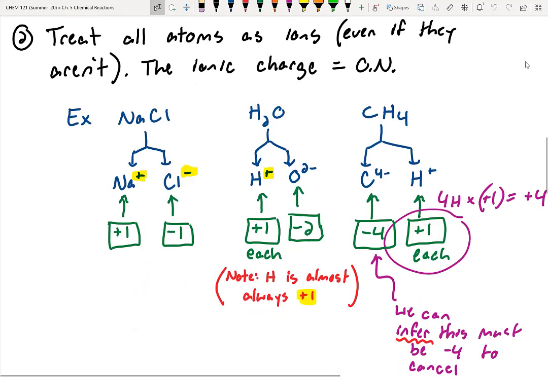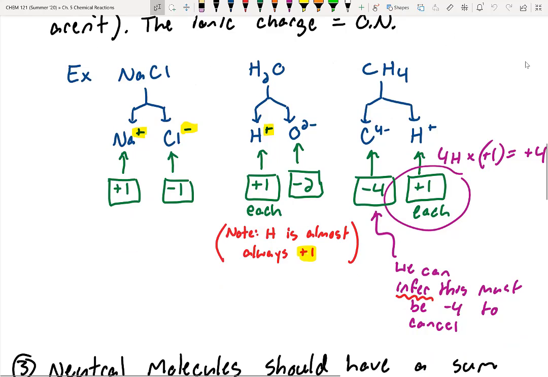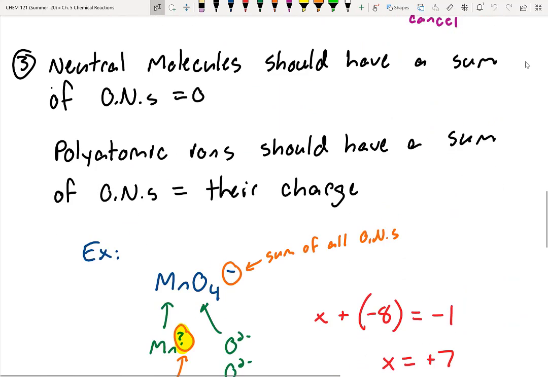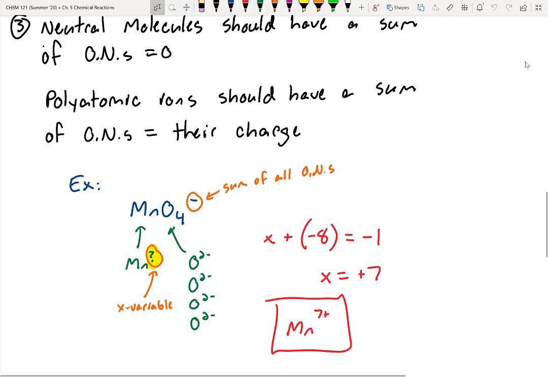And then number 2 says treat all other atoms as if they were ions, even if they're not ions. Just pretend like they are ions. So with sodium and chlorine, we've got +1 and -1. For H2O, even though it's a covalent molecule, we treat hydrogen as an ion and have it be H+, and then oxygen would be 2-. So we can kind of break things down that way. All right. And then the last one is that neutral molecules should have a sum of oxidation numbers that adds up to 0. And then polyatomic ions should have a sum of oxidation numbers that adds up to equal their charge. So we can kind of keep track of things that way.